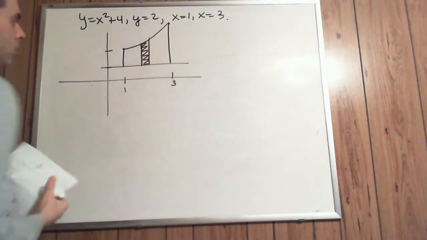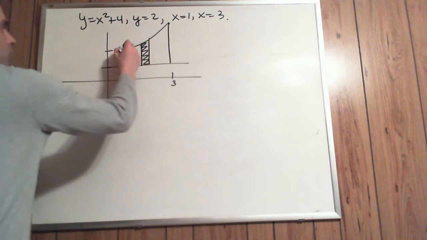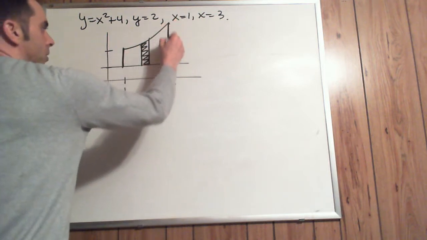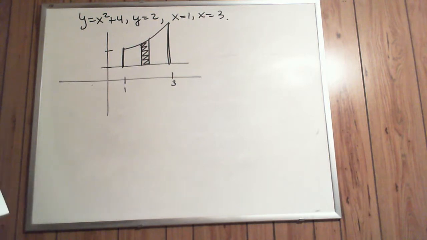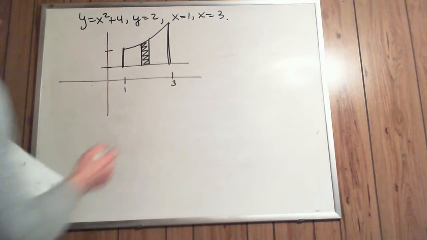So then I'm going to draw this right here. Here's my rectangle. This is the line x equals 1. This is the line x equals 3. And it's bounded by those equations. We're going to revolve it about the x-axis.